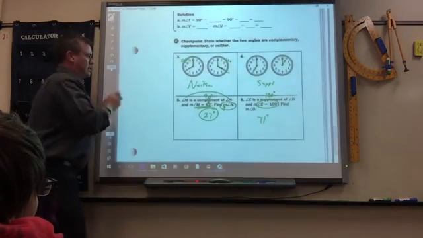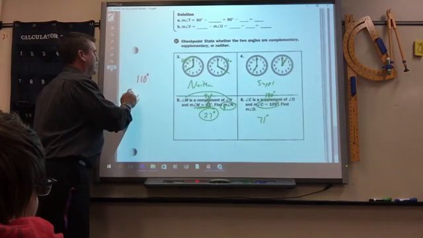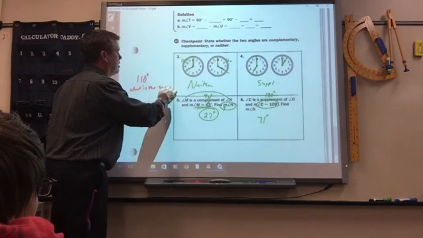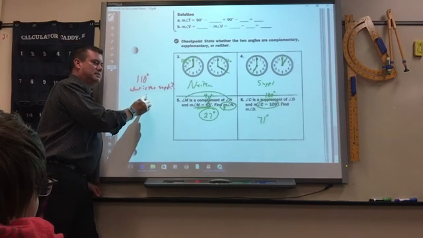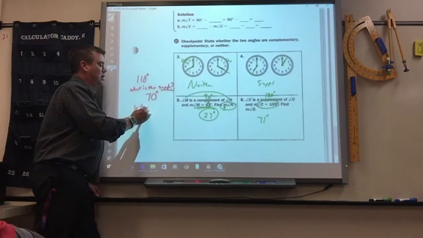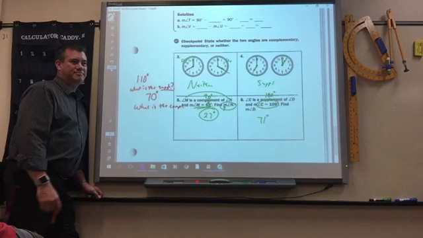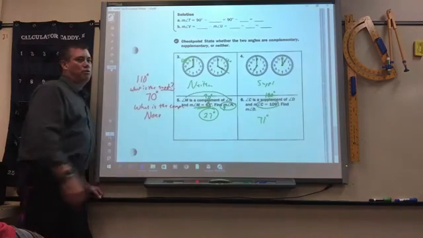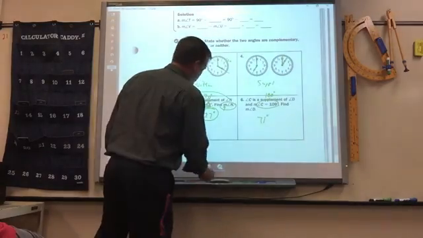Now, if they give you a trick like this, you've got a 110 degree angle, and they say, what is the supplement to this angle? 70. Because supplement means they gotta add up to 180. If they ask what is the complement to this angle? Negative 20. There's nothing. There is none. Because it's already over 90. You can't have a negative angle. Okay?